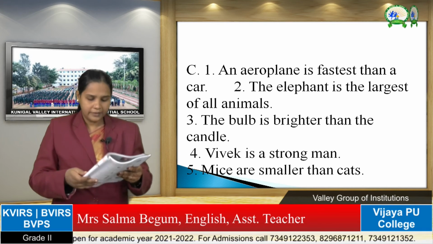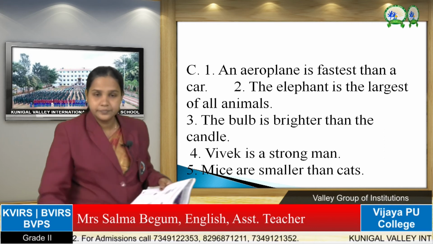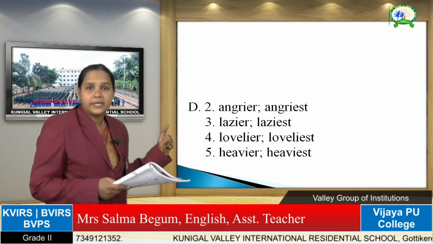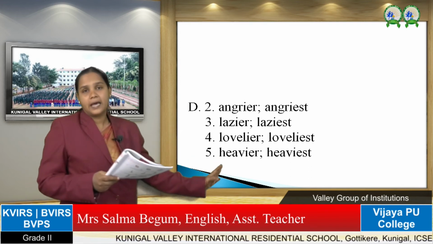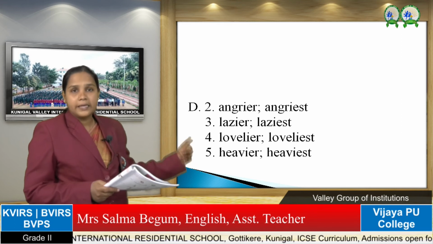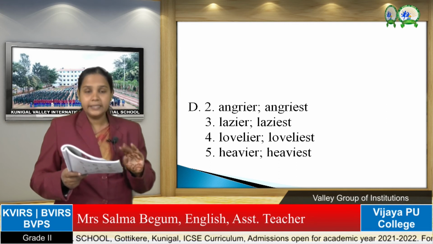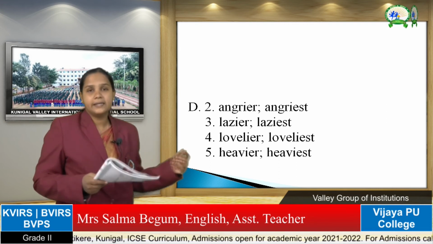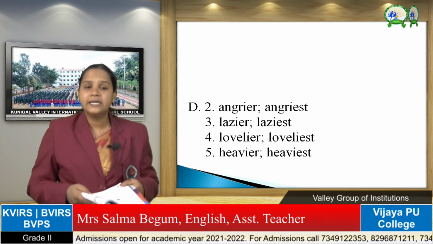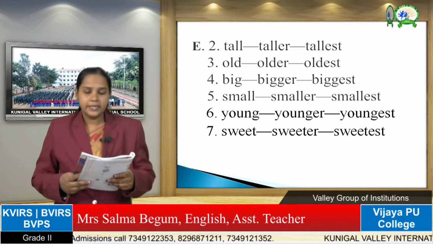Before that you have a few more words where you have to add IER and IEST. Happy, happier, happiest. Angry, angrier, angriest. You have to take out Y and add IER and IEST. Don't forget to take out the last letter Y. Happy, angry, lazy. Lazy, lazier, laziest. Lovely, lovelier, loveliest. Heavy, heavier, heaviest. Next you have thick, thicker, thickest.